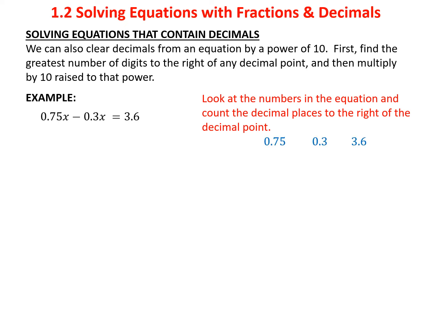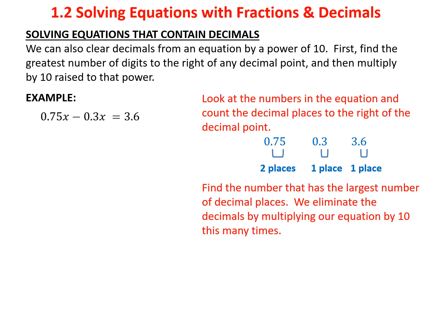I have 75 hundredths, 3 tenths, and 3 and 6 tenths. Now I just need to count the decimal places to the right of the decimal point. Notice in 0.75 there are 2 places. Here, 1 place and 1 place. I'm looking for the most decimal places. So in our case, the largest number of decimal places is 2.